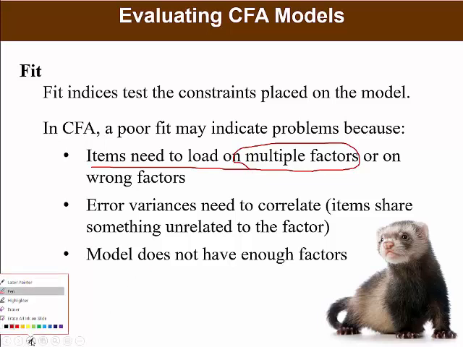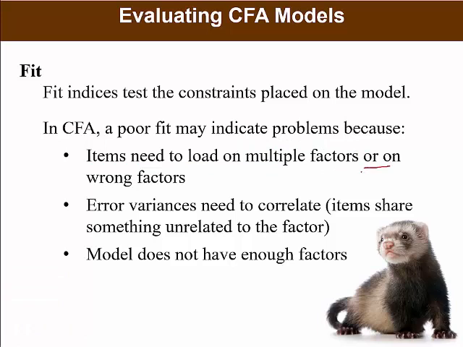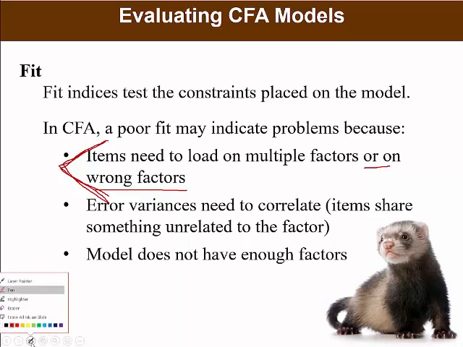Or even worse, maybe I have an item that's loading on the wrong factor. Maybe I have an item that I thought was supposed to be measuring depression, but in truth, it's actually measuring anxiety. My theory and my scale have it set up as an indicator of the depression scale. But if in truth it's really a measure of anxiety, then I have my model with that item loading on the wrong factor, and that would also produce a poor fit. So if I have items that want to load on multiple factors, or items that are specified to load on the wrong factors, that would produce a poor fit. So that's one of the types of things that a fit index would tell us.